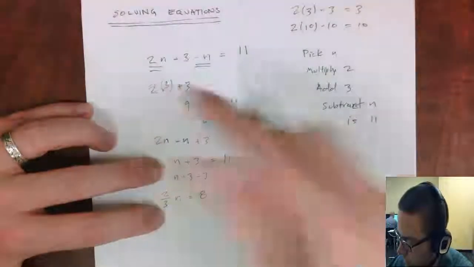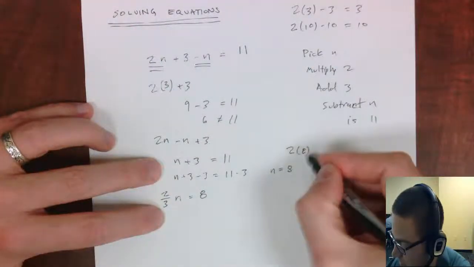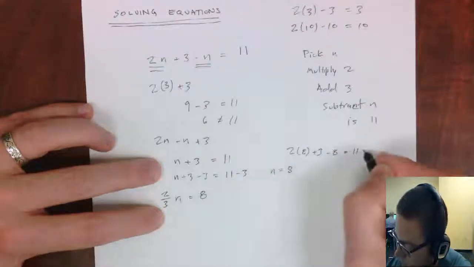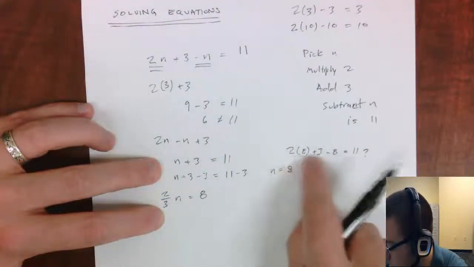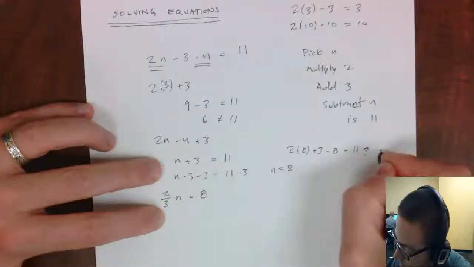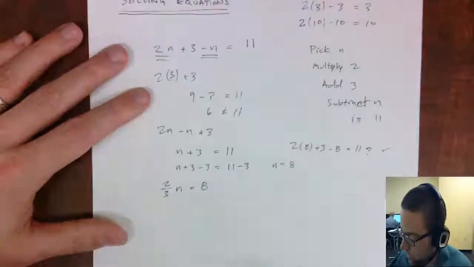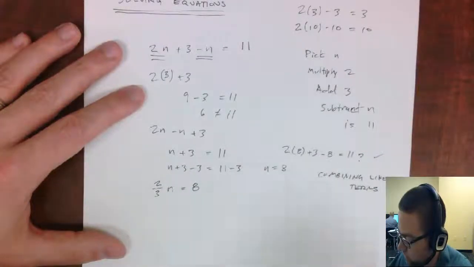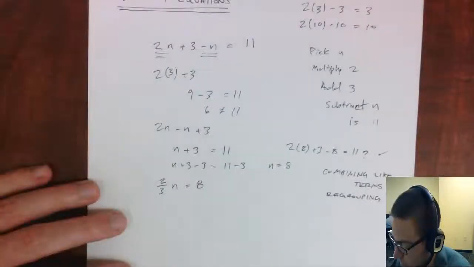And now to check to see if that works, I could plug it back into this original equation. So 2 times the number 8, plus 3, minus 8, does it equal 11? That's the question, right? So 2 times 8 is 16. 16 plus 3 is 19. 19 minus 8 is 11. So that checks out. Okay, so that's called combining like terms, or regrouping. It goes by different names.